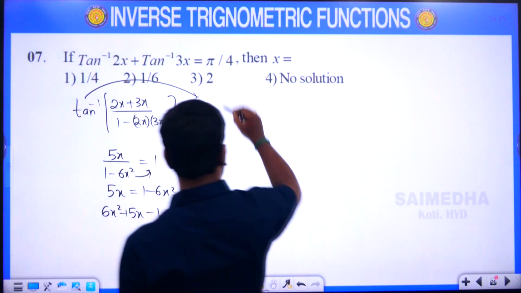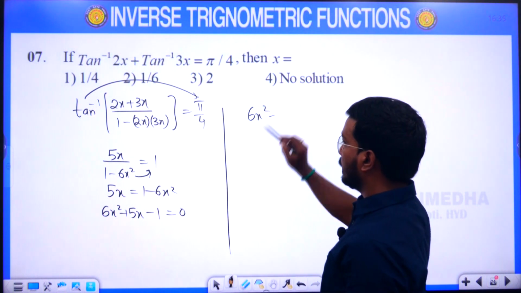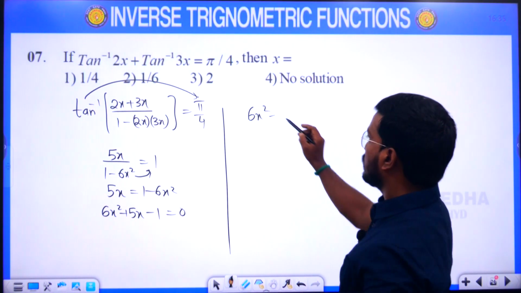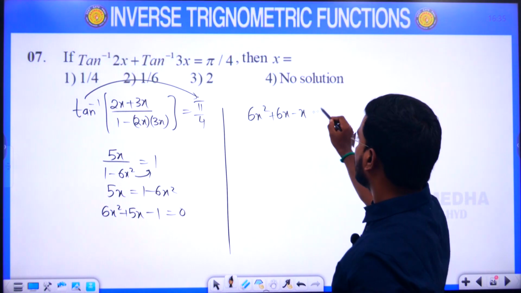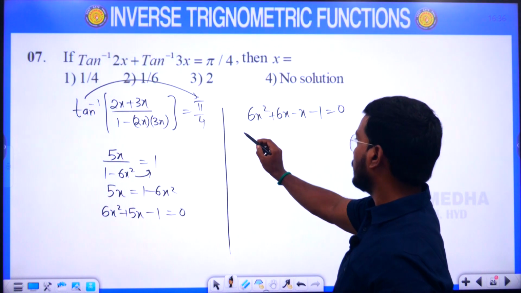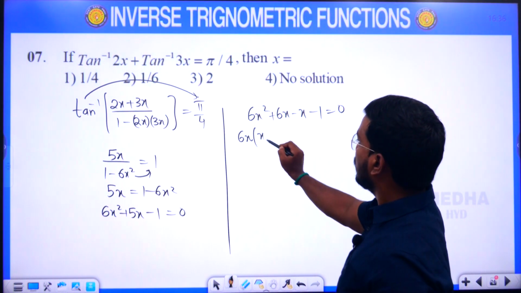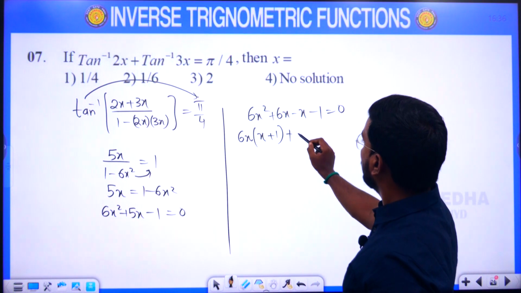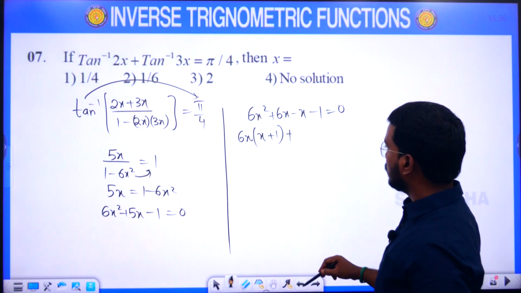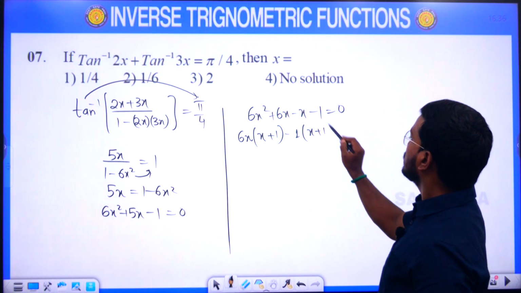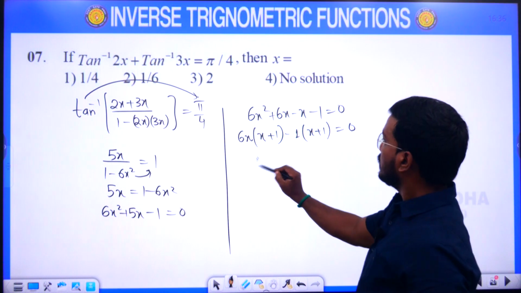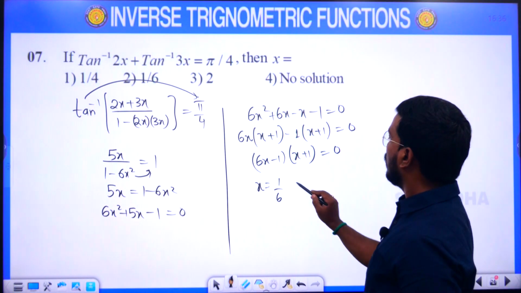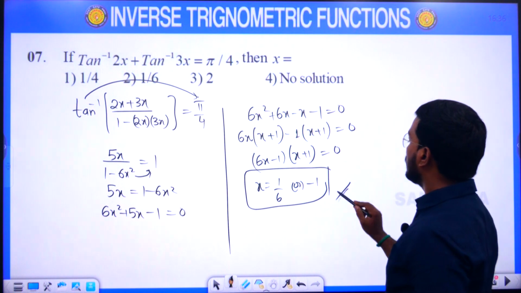How can we write this 6x square equation in terms of factorization? We can write like this, right? This is 2x plus 3x, 5x, 1 minus 6x square. 6x square plus 5x. So shall I write plus 6x minus x here? Yes, we can write. So if I take 6x common, what is it going to look like? 6x common, so it's going to become x plus 1. 6x into x, 6x square, plus 1. So if I have plus 1 as a common part, minus 1 as a common part, here also we'll be having what? x plus 1, minus x minus 1, right? So what we can write here, (6x minus 1)(x plus 1) is equal to 0. So x is going to become 1 by 6 or x is going to become minus 1.